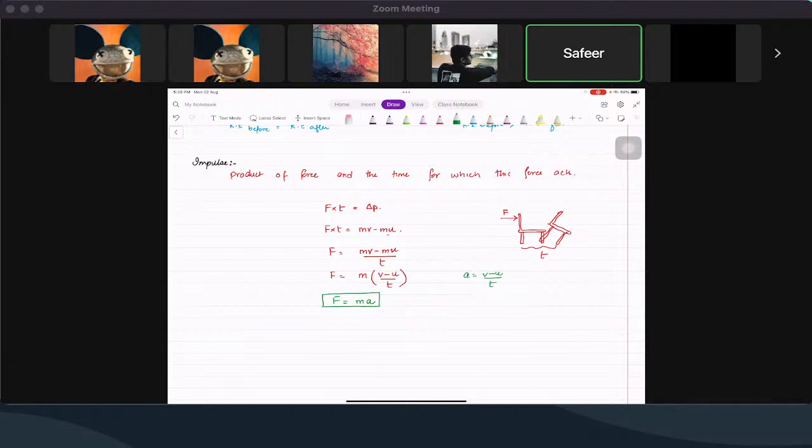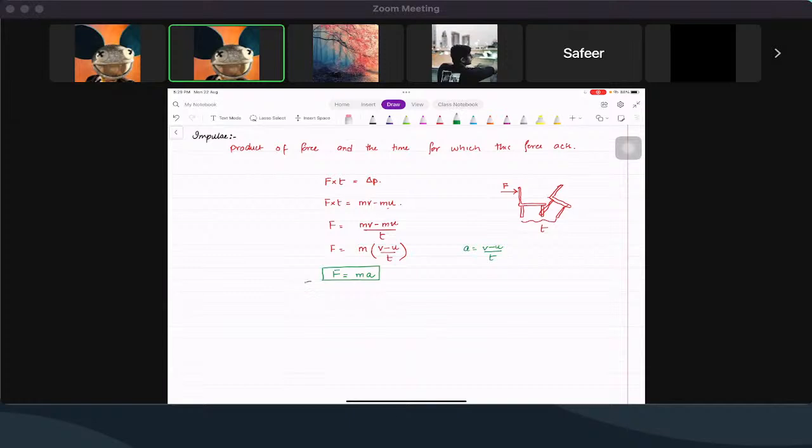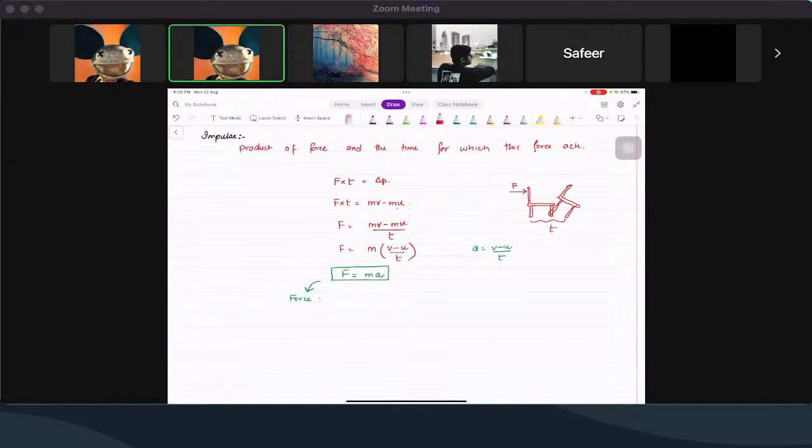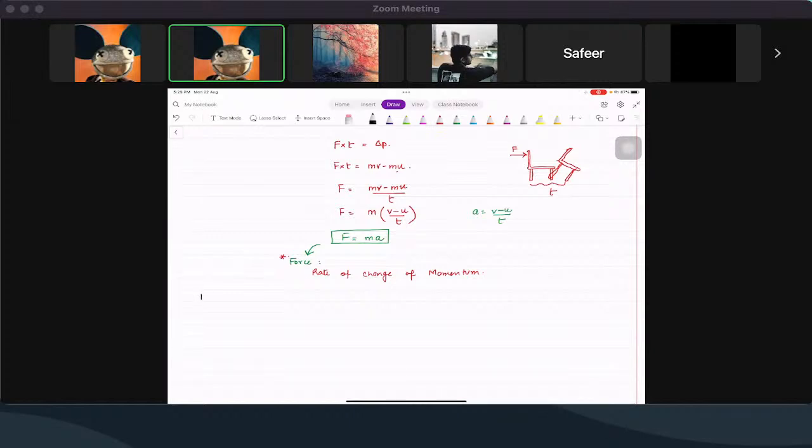Yes, sir. So basically what we've learned from doing all this is a very important lesson. First of all, we have learned the definition of a force. Force will always be defined as the rate of change of momentum. There is no other definition of the force. Please remember this. You need to always write this. Also, this is what we have learned from Newton's second law.